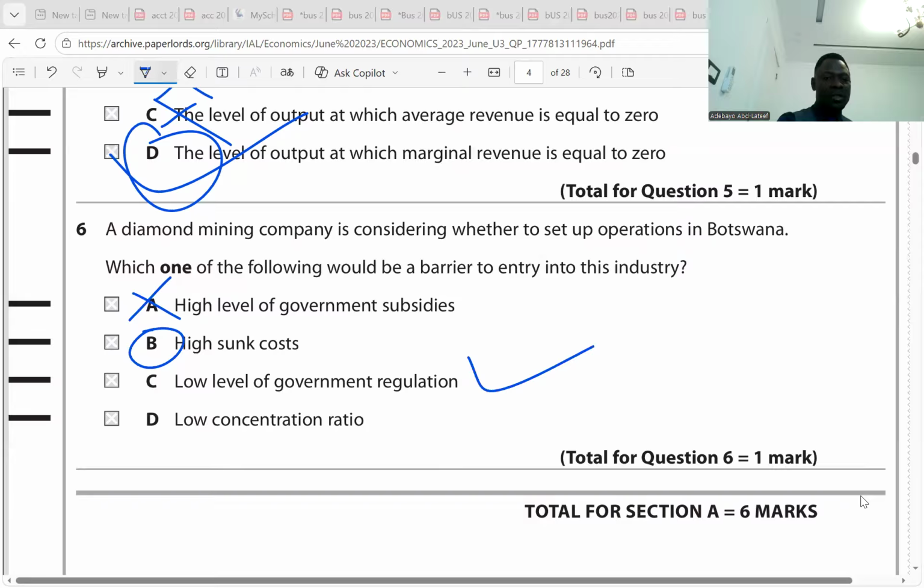So it's not C. And D, low concentration ratio. If there's low concentration ratio, it simply means there's free entry and exit. Small firms can as well make their own way in that market. So it's not D. So A, C, and D would bring about more firms coming into the market rather than keeping them out. The only reason why firms might find it difficult to enter a market is because of the high sunk cost. So for question 6, it is B.